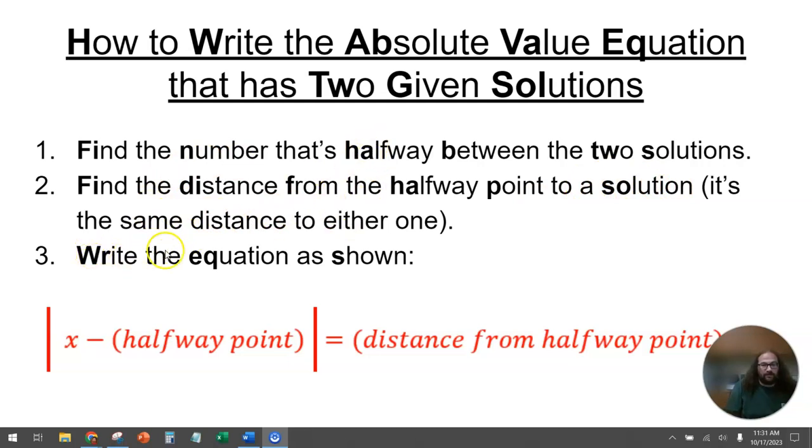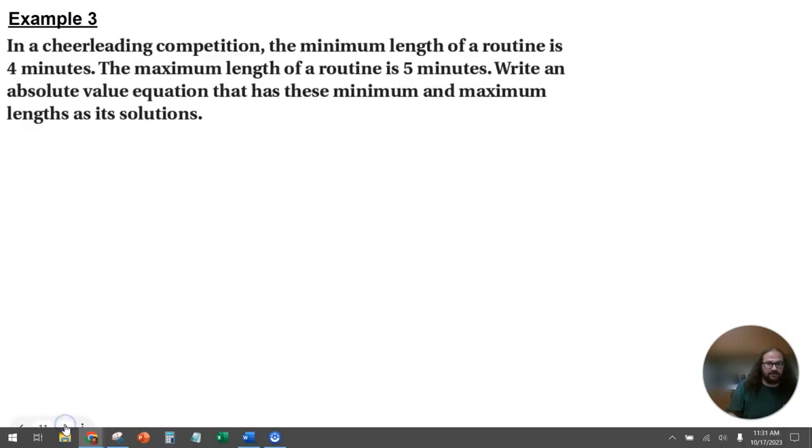And then we will write the equation like this. We got those two numbers, the halfway point and then the distance away from the halfway point. And so the way we build the equation is the absolute value of x minus the halfway point equals the distance from the halfway point. This will hopefully make sense as we do an example or so.